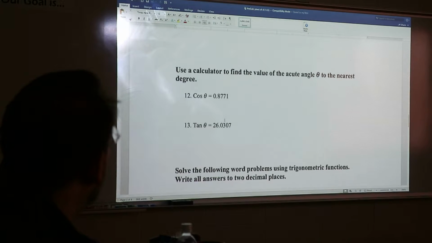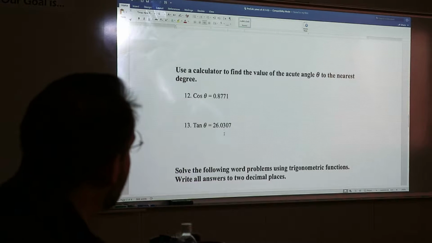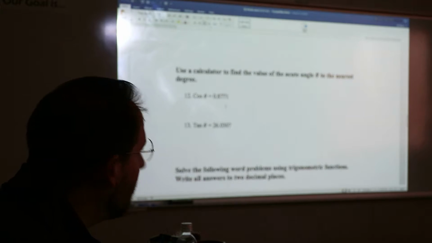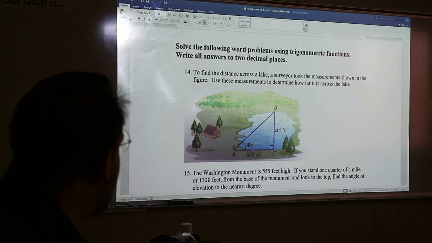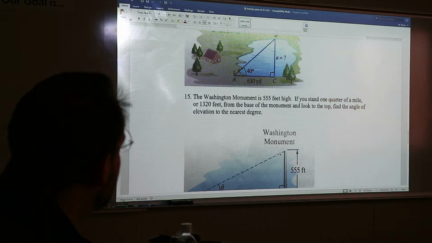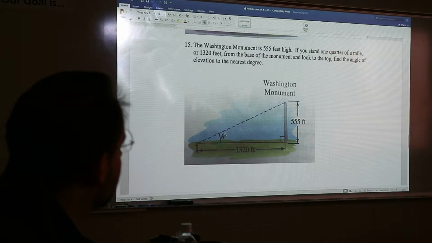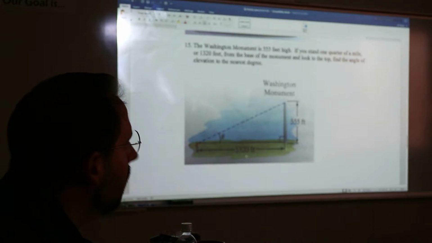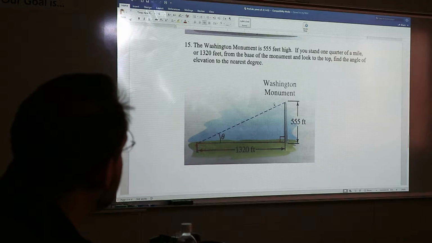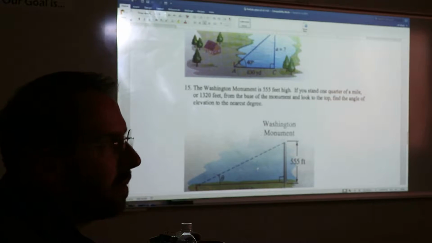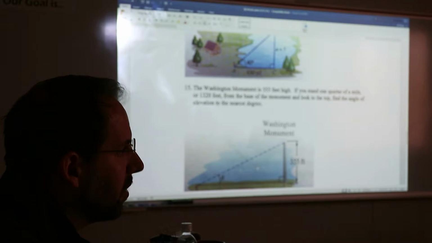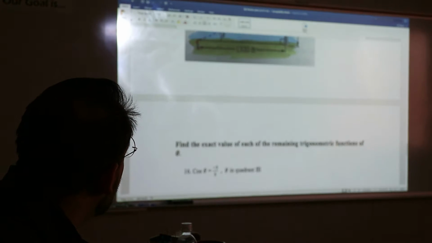12 and 13, these are the ones you had to type in your calculator yesterday, that you have the inverse buttons to find the angles. 14 we did yesterday in class, you had to find the length across the lake. 15, you had to find the angle. This is where you have to use the inverse button on your calculator as well. I will not guarantee that your story problems will be finding the same markers. They'll just be a story problem of some sort that I picked from your book.